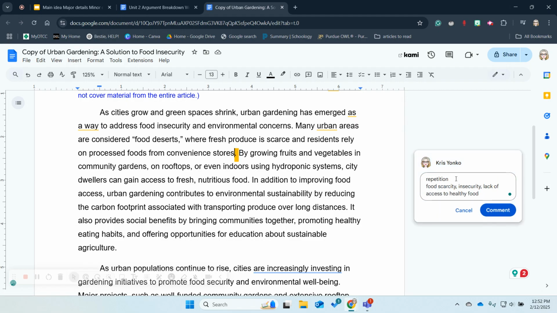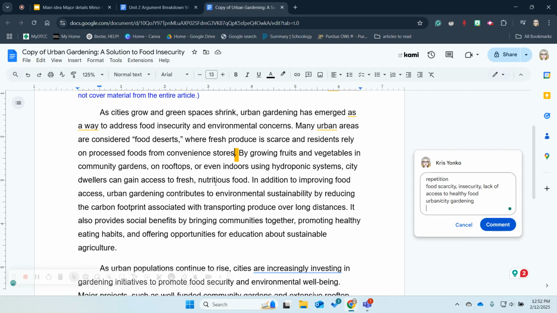Repetition. Okay. By growing fruits and vegetables in community gardens, on rooftops, or even indoors using hydroponic systems, city dwellers can gain access to fresh, nutritious food. So here, notice up here we had urban gardening, and here we have community gardens and city dwellers. So we also have this repetition of urban, city gardening. All right. So we're noting what's being repeated a lot.